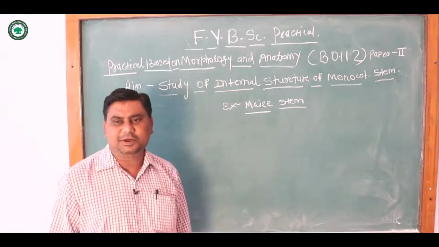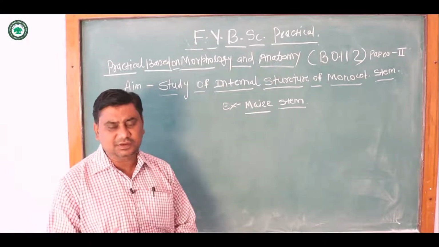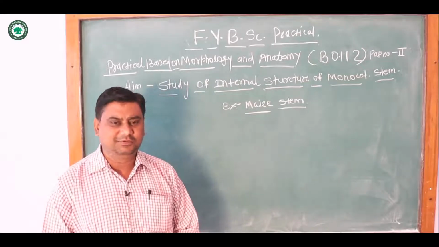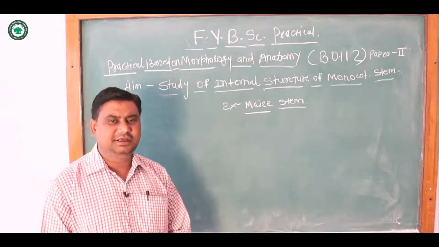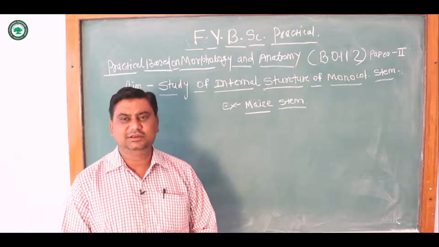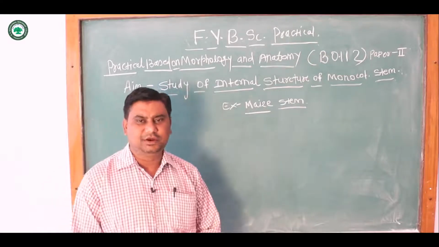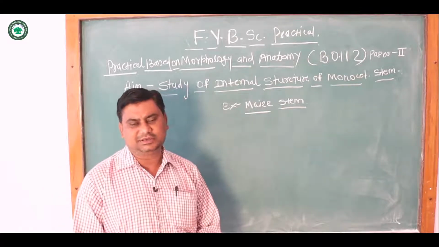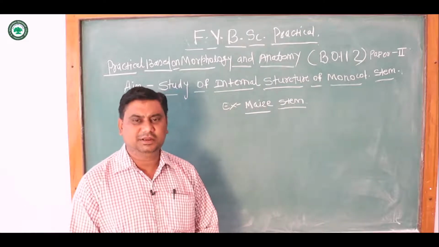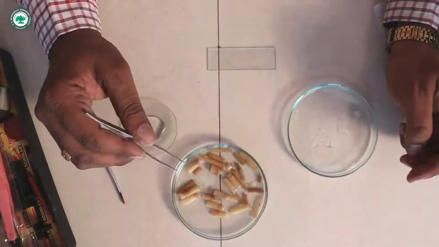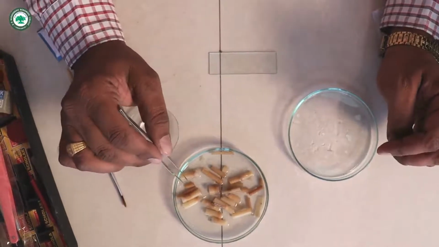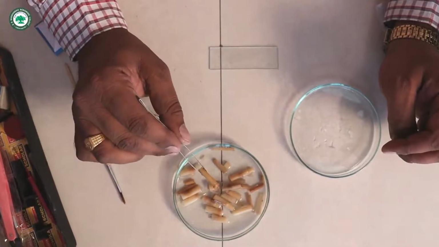Today we perform section cutting for the internal structure, then observation under the microscope, and then the characters that are seen in the particular section. So, first of all, we are going to take the section of the particular stem. Here we are going to study the internal structure of the stem.